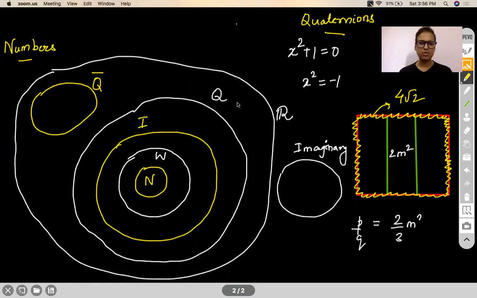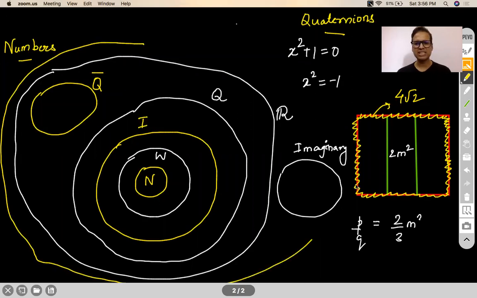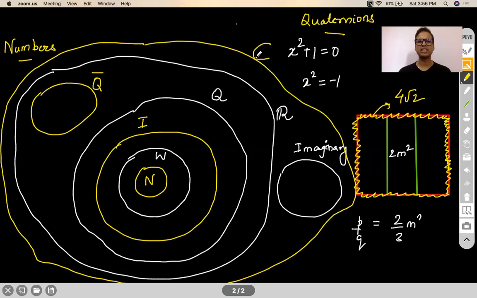Now, what are complex numbers? Complex numbers are basically a bigger set which encompasses real as well as imaginary numbers. This is called a complex number, and we normally write it with a C with a slight stroke over it. Real numbers are actually complex numbers. Imaginary numbers are also complex numbers, and a combination of these is also a complex number. So the complex number set is broader than your real number set.